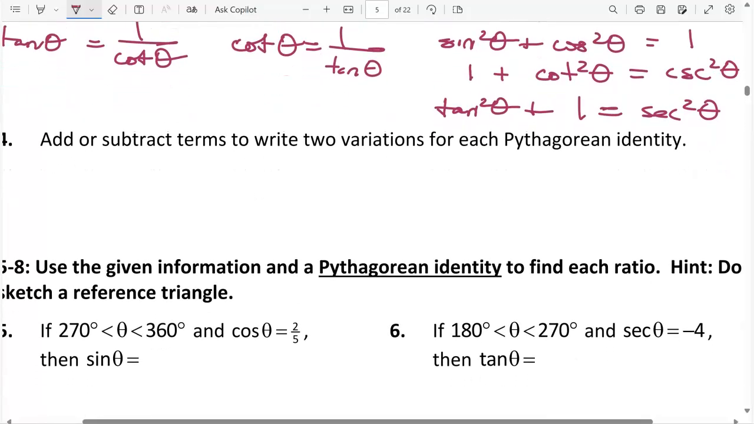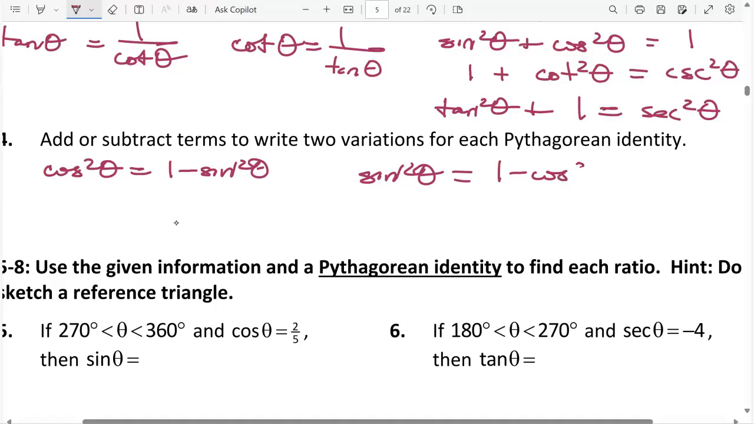So, from those Pythagorean identities, we can write 2 variations. If we take the first one and we subtract sine squared from both sides, we get cosine squared of theta is equal to 1 minus the sine squared of theta. Similarly, if we take that same one and subtract cosine squared from both sides, then we get sine squared of theta is equal to 1 minus the cosine squared of theta.